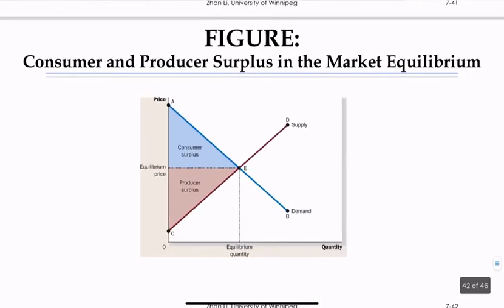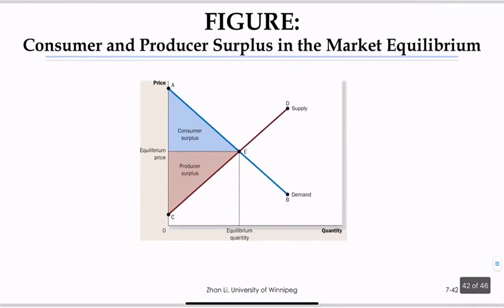So this is the most simple case of calculating consumer surplus, producer surplus, and total surplus. So we have just finished this. We have just done this, right? So we looked at this competitive market and we learned about two methods to calculate total surplus.